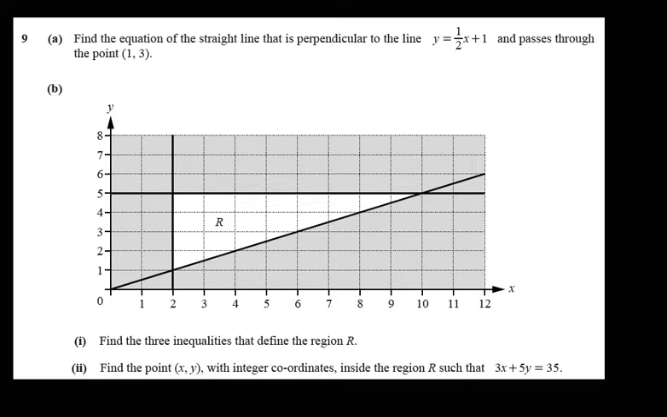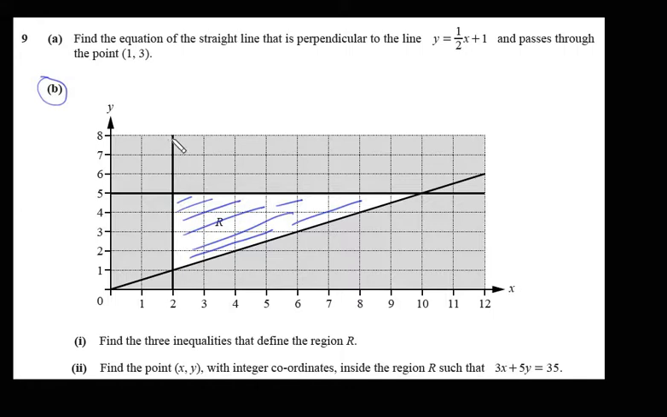Today we are going to look at question number 9 of IGCSE Paper 4 Extended of May/June year 2018. Now this is part 2 of the previous video, where we are going to look at how to solve part B. We need to find the inequalities which create this region R.